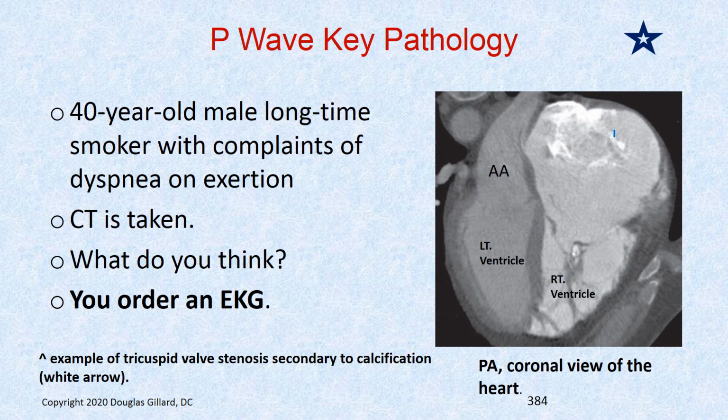Where's the left atria, by the way? Remember, that's behind the aorta, the ascending aorta. Can't see it in this slice. Yeah, it's crazy big. So this is P pulmonale, or right atrial hypertrophy.